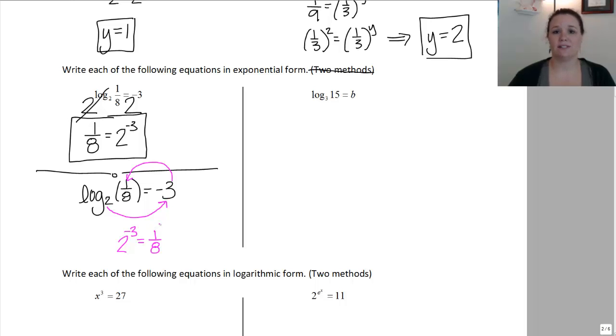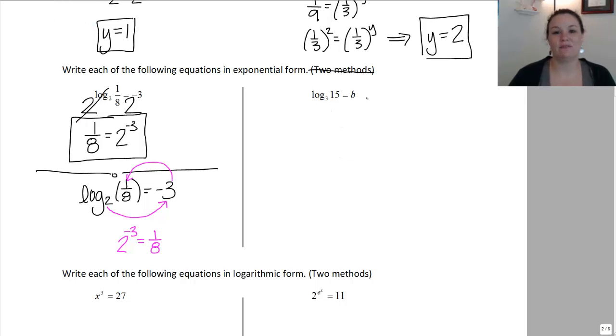What I find is that a lot of students forget what raised to what equals what. Okay, so if you're not good at remembering shortcuts, go ahead and use the inverse operation. So if you have a log, take the exponential. If you have an exponential, take the log. Okay, so let's go ahead and do the second example here.